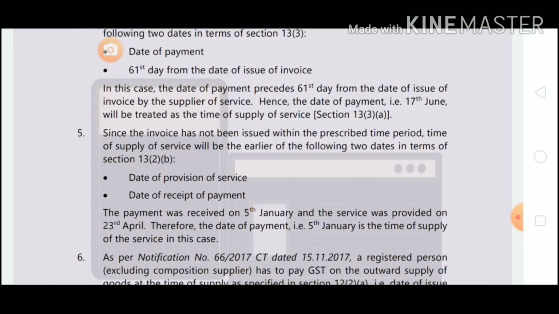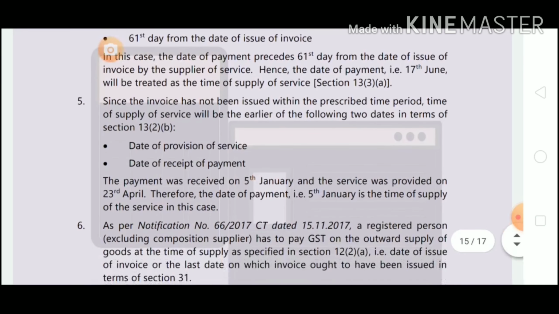The payment was received on 5th January and the service was provided on 23rd April. Therefore, the date of payment, that is 5th January, is the time of supply of service in this case. Clear? Now question number 6.